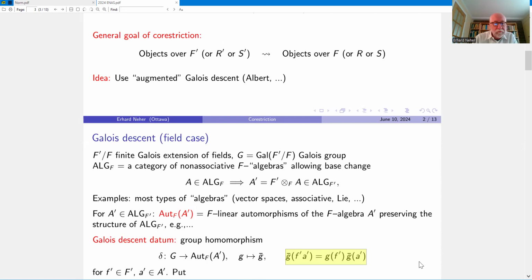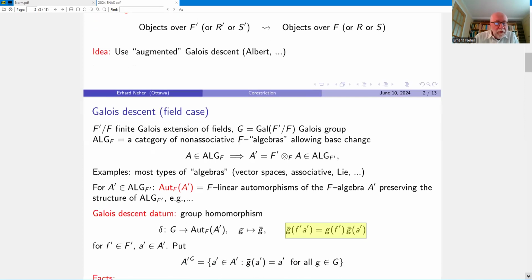Okay. So we take such a group homomorphism, and then we can just look at the fixed points under this action, under this map. So A prime upper G consists of all little a prime in capital A prime such that g bar of a prime is a prime for all g in G. And then, with these notations out of the way, here are the basic facts of Galois descent.